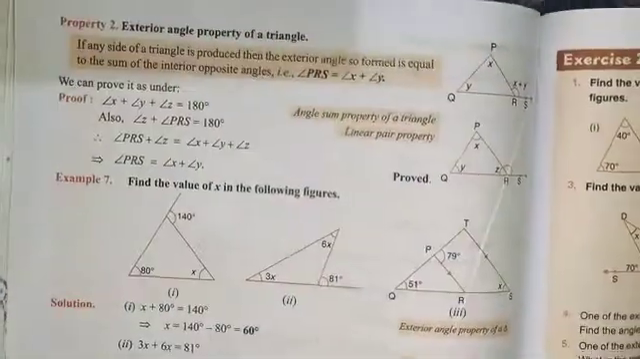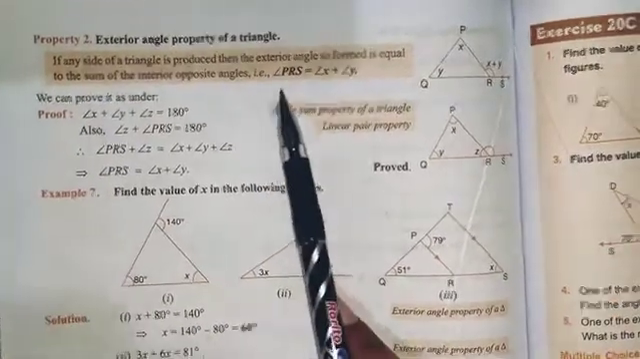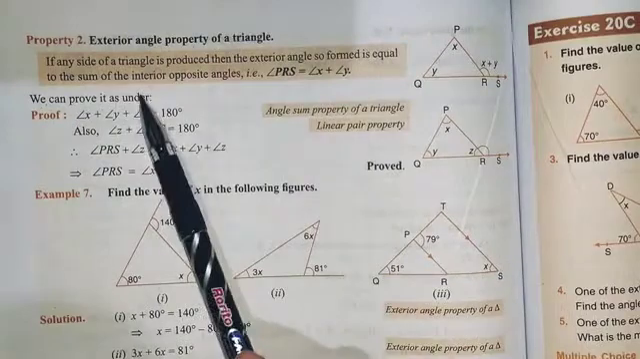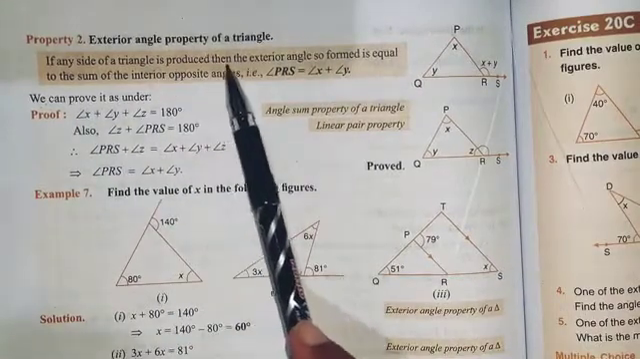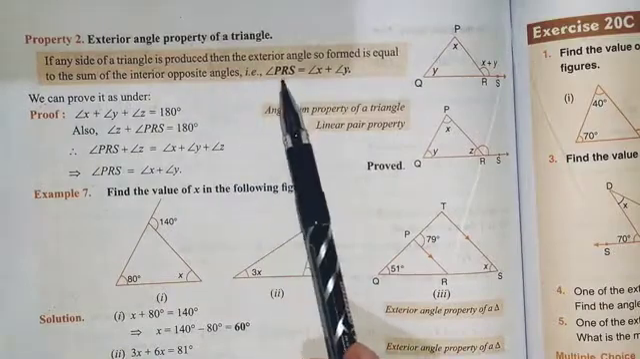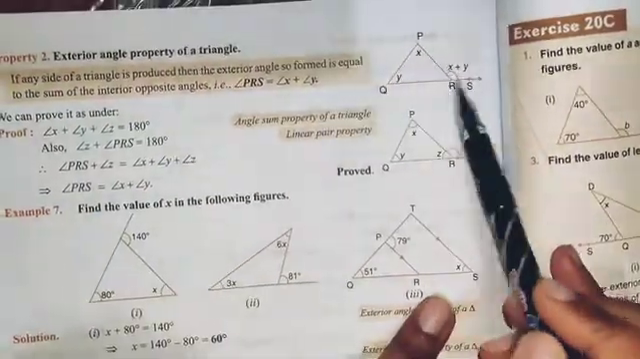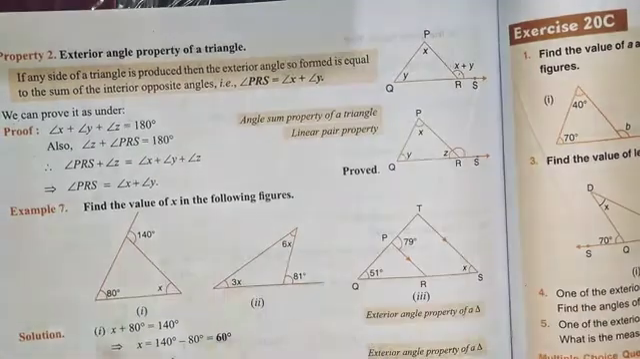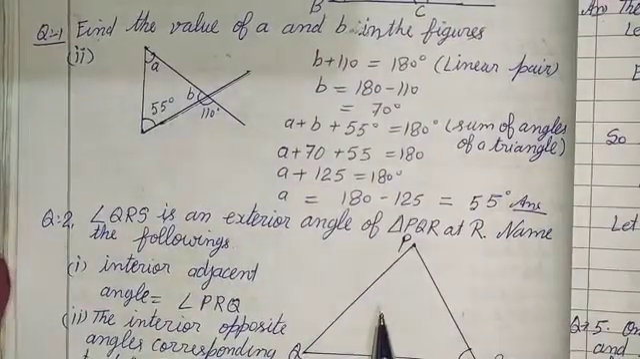And this property is known as the exterior angle property of a triangle, which says that if any side of a triangle is produced, then the exterior angle so formed is equal to the sum of the interior opposite angles. That is, here angle PRS is the exterior angle, and it is equal to the sum of angle X plus angle Y.